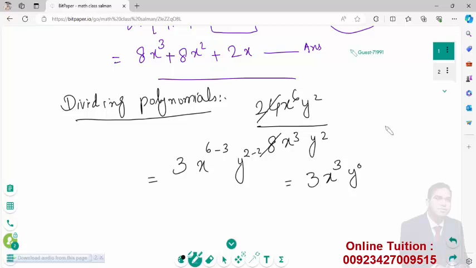Clear. And the y to the power 0 will be 1. The answer will be 3x cube, okay. Clear. Okay Salman, simple.